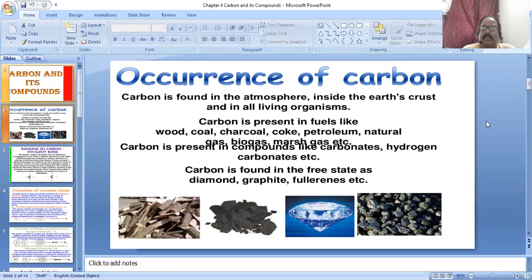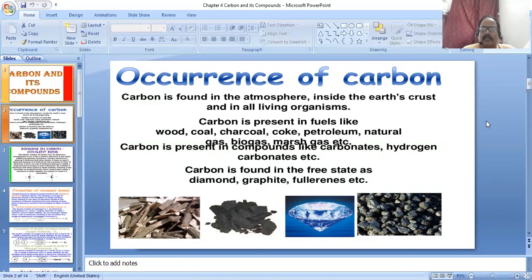So in this chapter we discuss minor points and very deep points. Before we start this chapter, first we discuss some simple information related to carbon. Carbon is the most important element, which is present in everything in our surroundings.